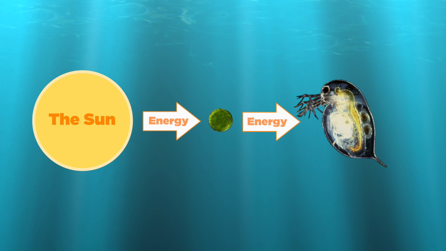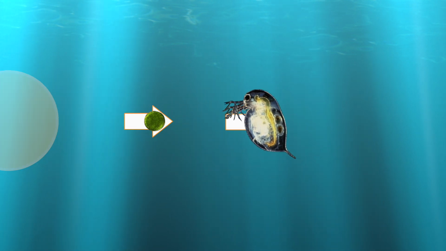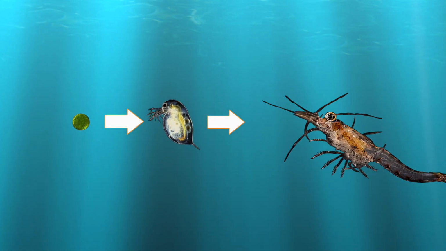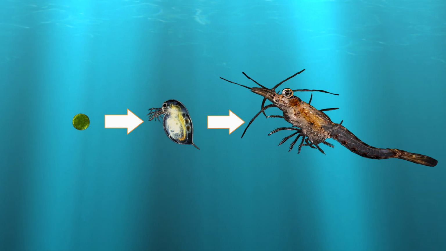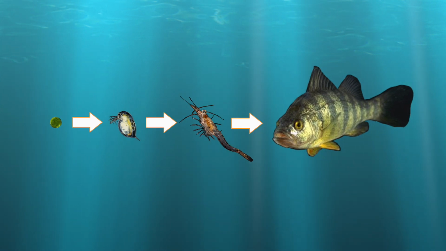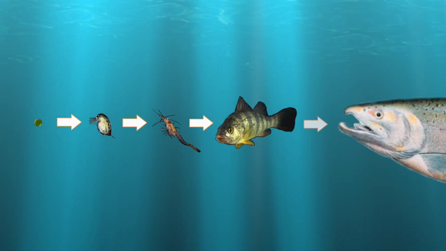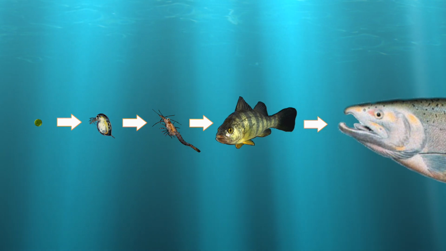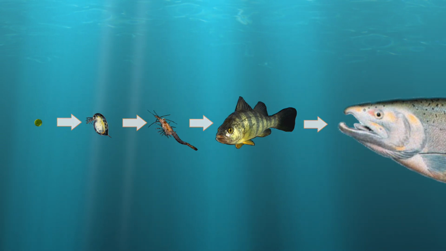If we want to make our model bigger, we can show how energy from the fleas moves to the opossum shrimp when it gets eaten, and then how the energy from the shrimp moves to the yellow perch when it gets eaten, and finally how the energy moves from the perch to the coho salmon when it eats the perch. Showing how energy moves from one organism to the next is called a food chain.